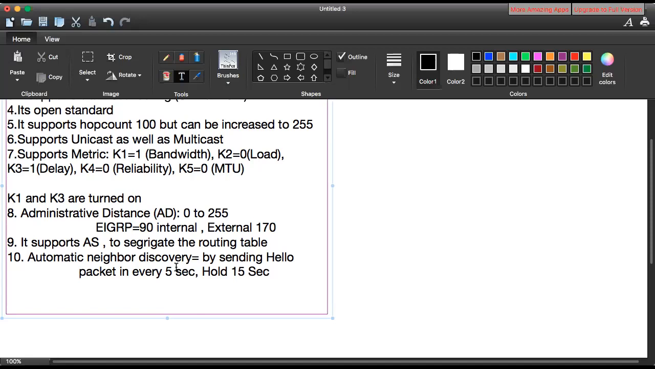EIGRP is going to start sending hello packets on that interface every 5 seconds. So we'll be talking about the packet types as well. EIGRP packet types. What else? Any other point? Okay, now the question is, what address would that hello packet be sent to? What address would EIGRP hello packets be sent to?